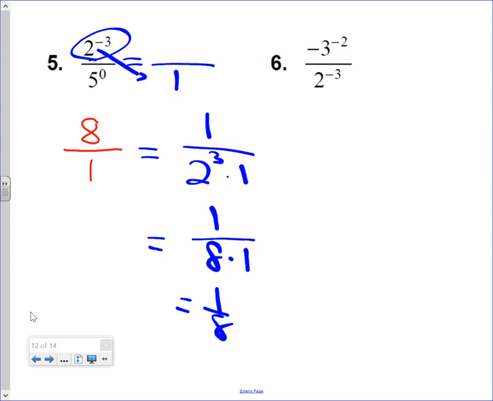Good try, Hernandez. You're wrong, because 8 over 1 is not 1 over 8. I meant to put 1 over 8 though. Just have a seat, Hernandez. Thank you. Let's go and try number 6 now. I'll give you a minute for number 6 and see if you got it. Go.